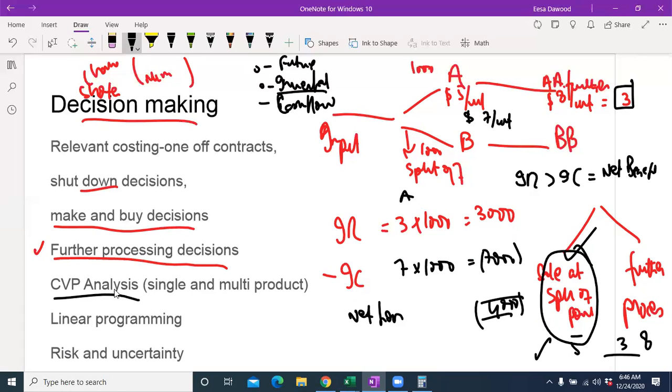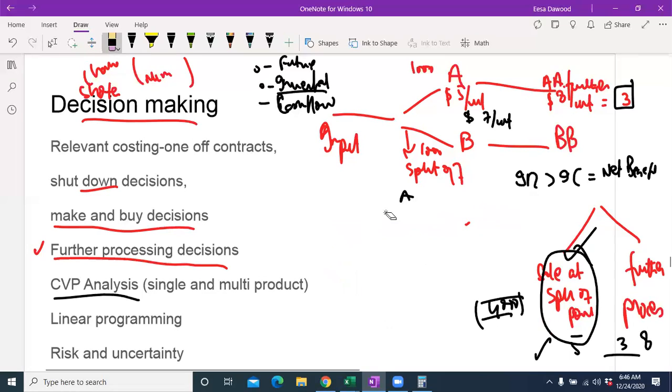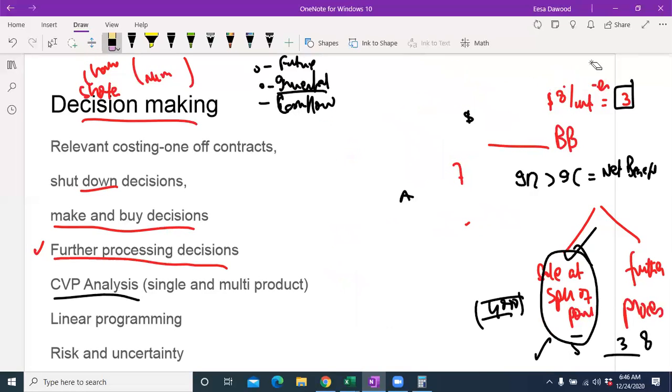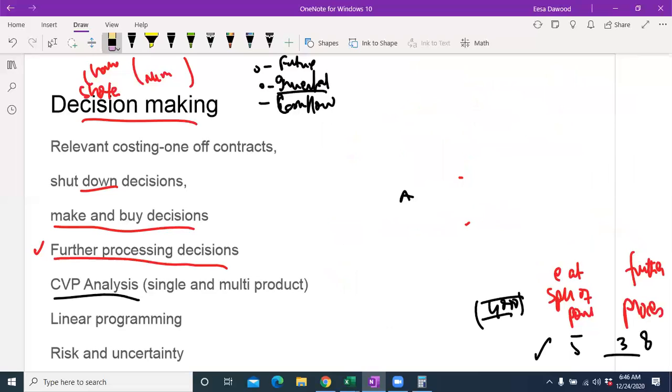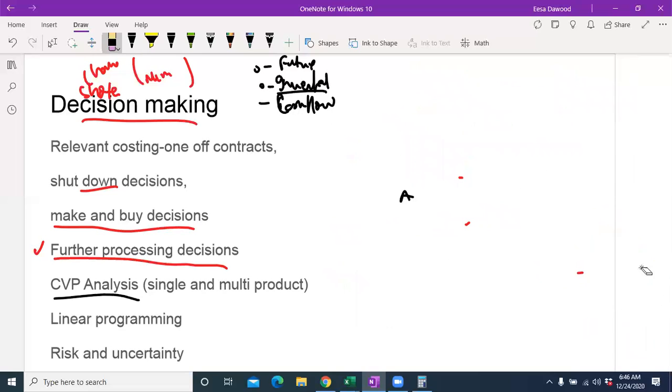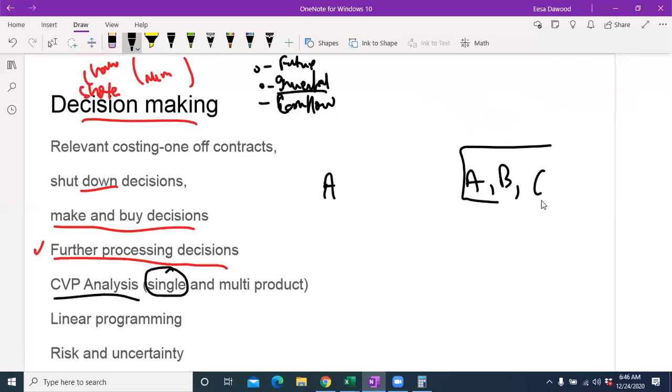Then there is CVP analysis. In CVP analysis, you will cover single-product CVP analysis as well as multi-product CVP analysis. In your MA2 exam, the prior exam, you only did single-product cost volume profit analysis, where the company had only one product. But now if the company has A, B and C, it will be called a multi-product CVP analysis. So what is a cost volume profit analysis?